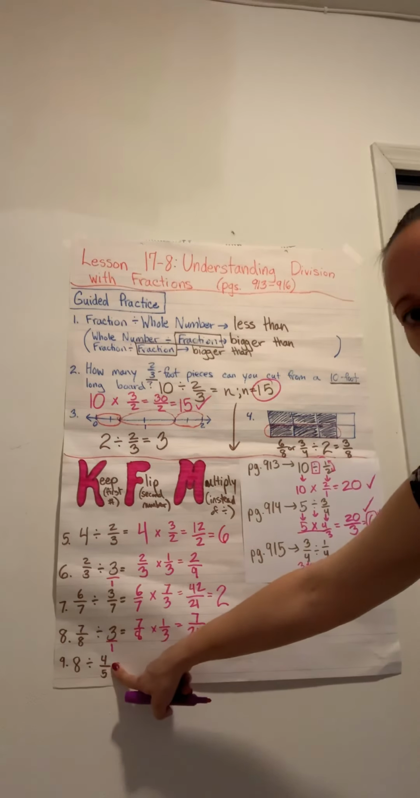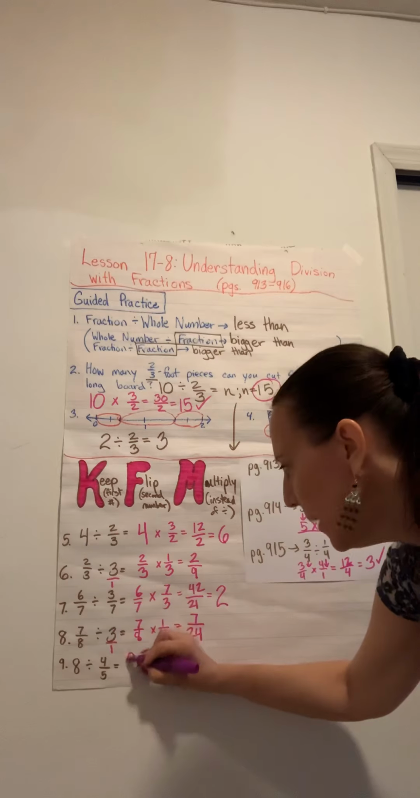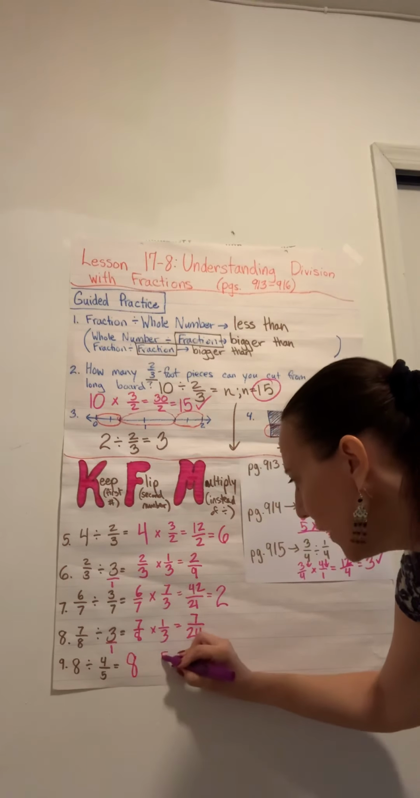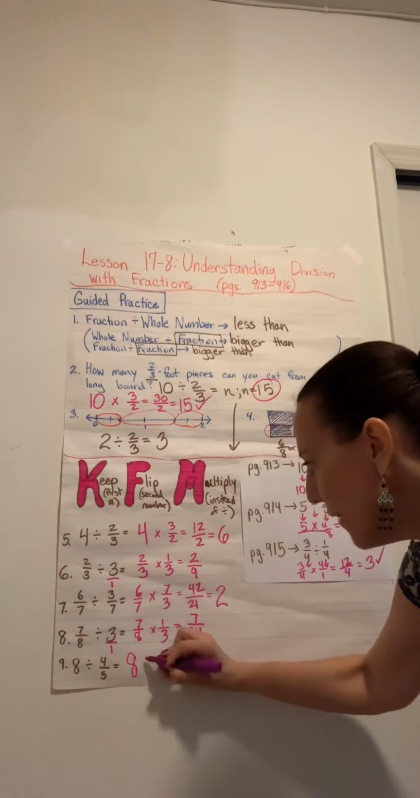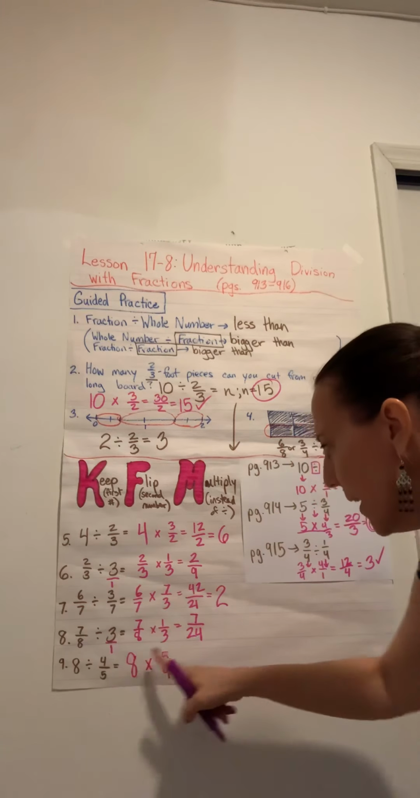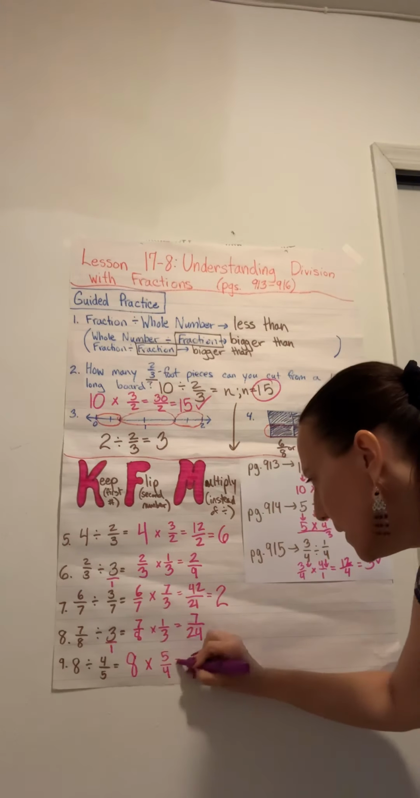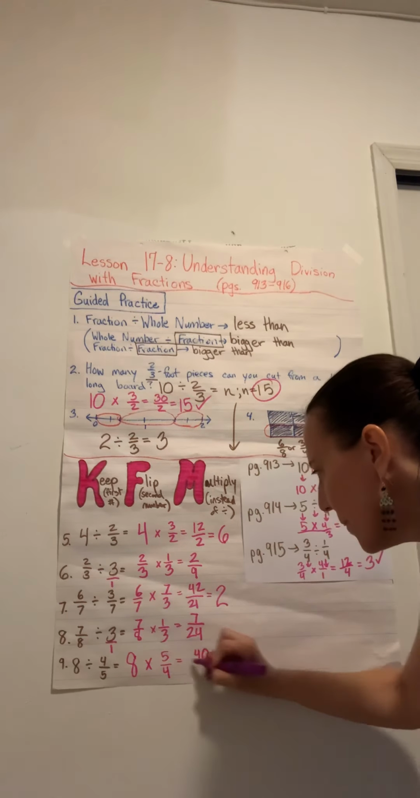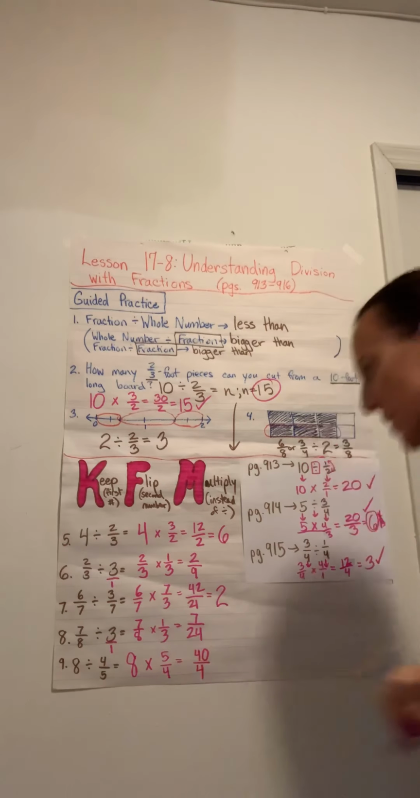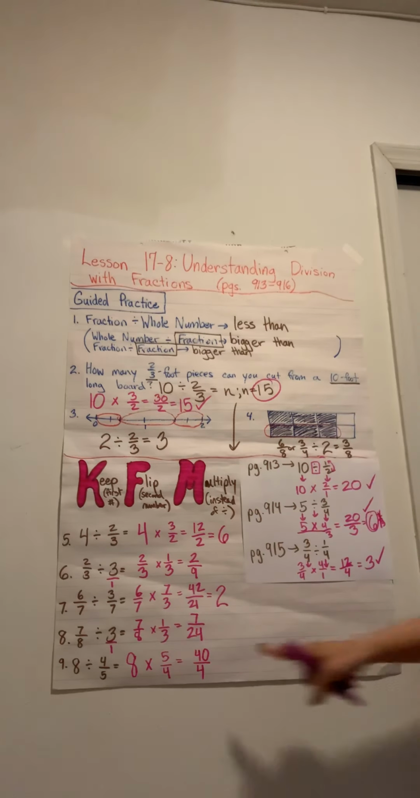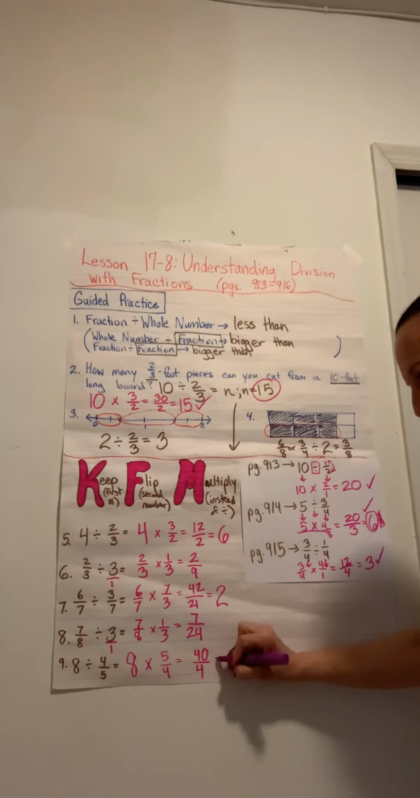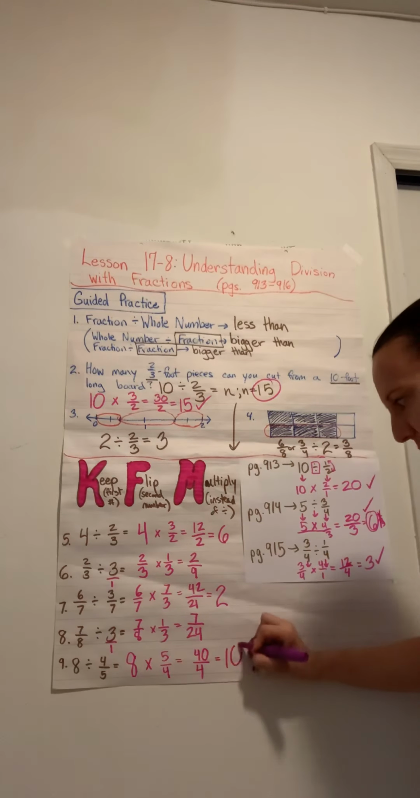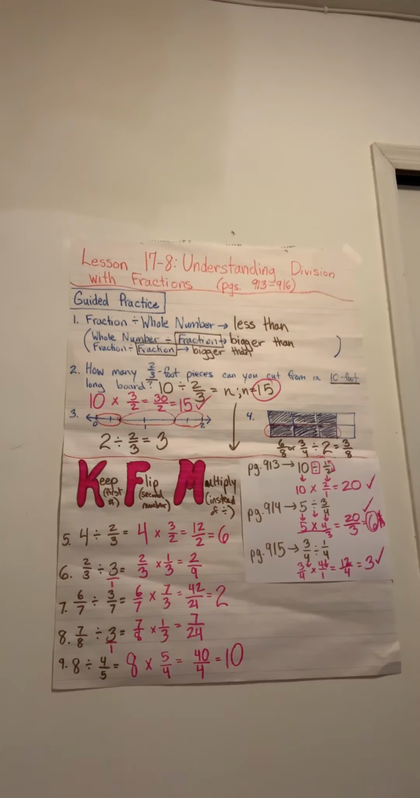Last one we have here, number 9. Okay, I'm going to keep the 8. I'm going to flip the 4/5 into 5/4, and then I'm going to multiply. 8 times 5 is 40, and the denominator is 4. Okay. 40 divided by 4 is 10, so my answer should be 10 wholes.